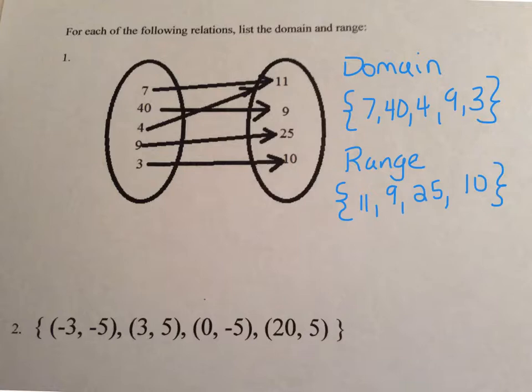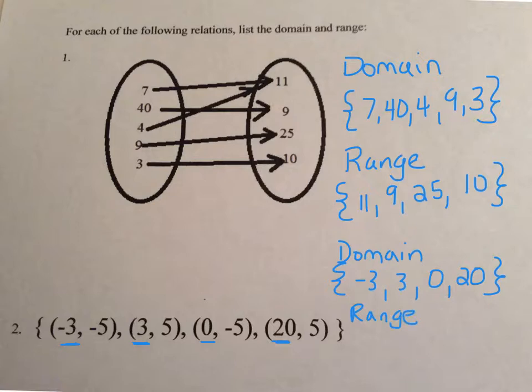Alright, in the second relation, it's represented as a set of ordered pairs. So the domain is all of the first coordinates. So in this case, the domain will be -3, 3, 0, and 20. And if I want to write that in curly braces, the domain is {-3, 3, 0, 20}. And that's the domain. Now, what about the range?